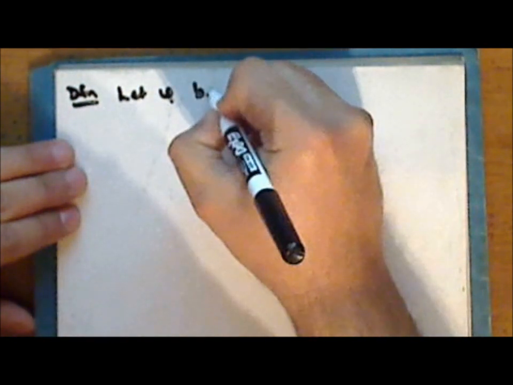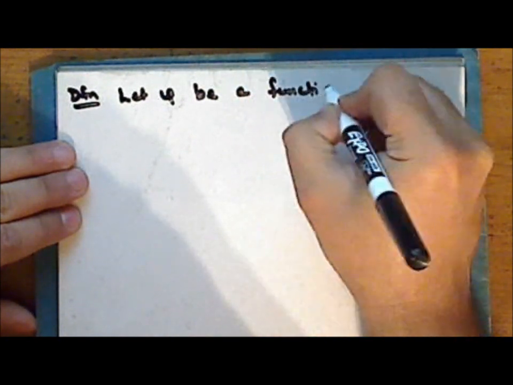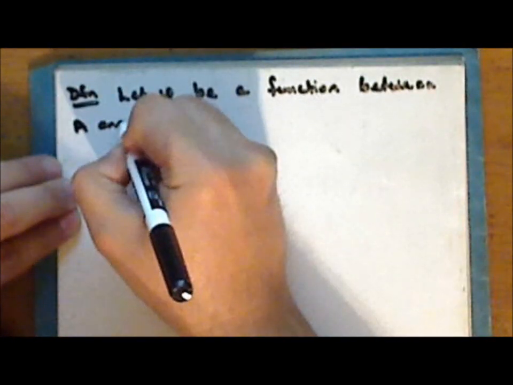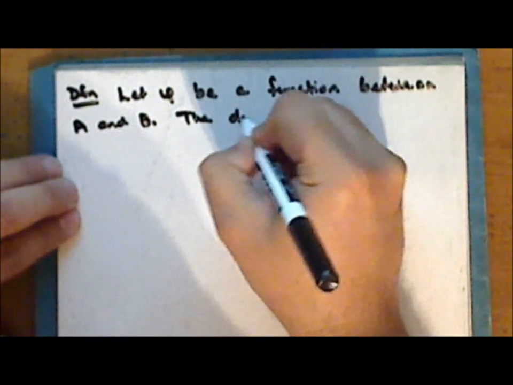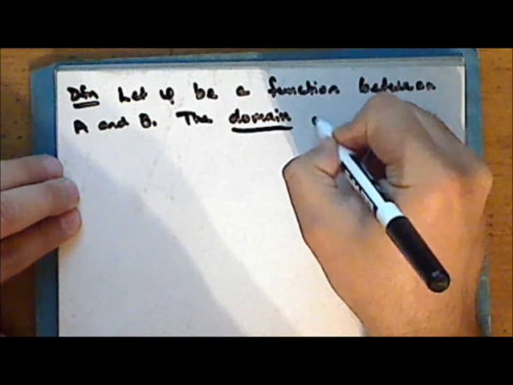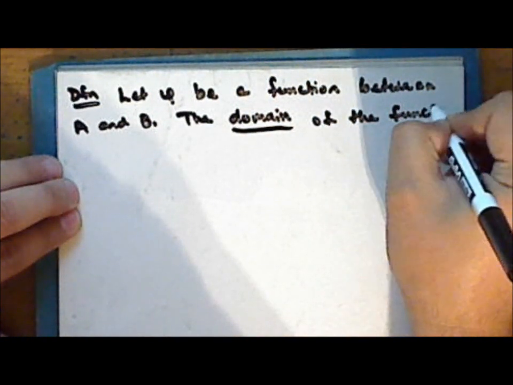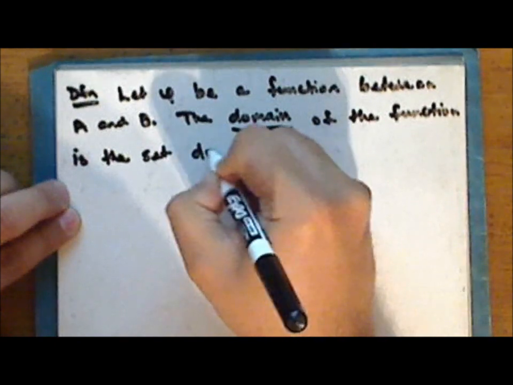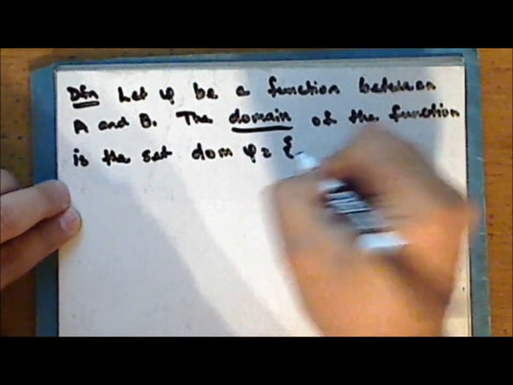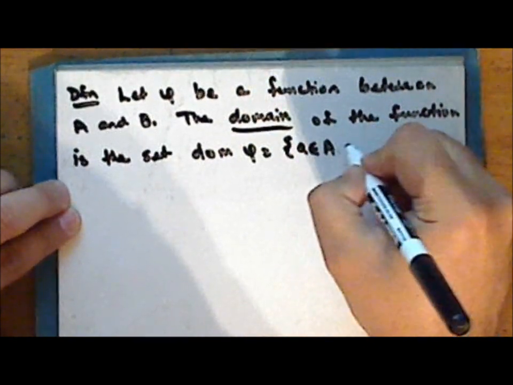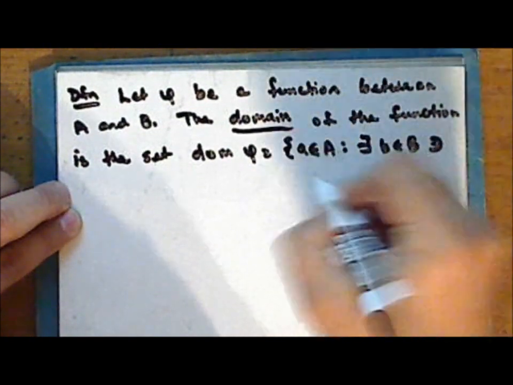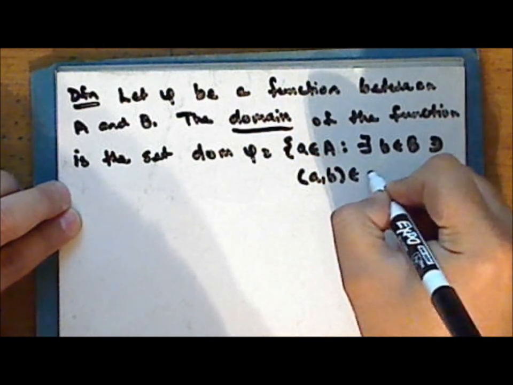So new definition. Let phi be a relation or be a function between the sets A and B. The domain of the function is the set, which we denote DOM phi, and this is the set of those elements in the first set for which there exists an element in the second set, such that the ordered pair is in the function.